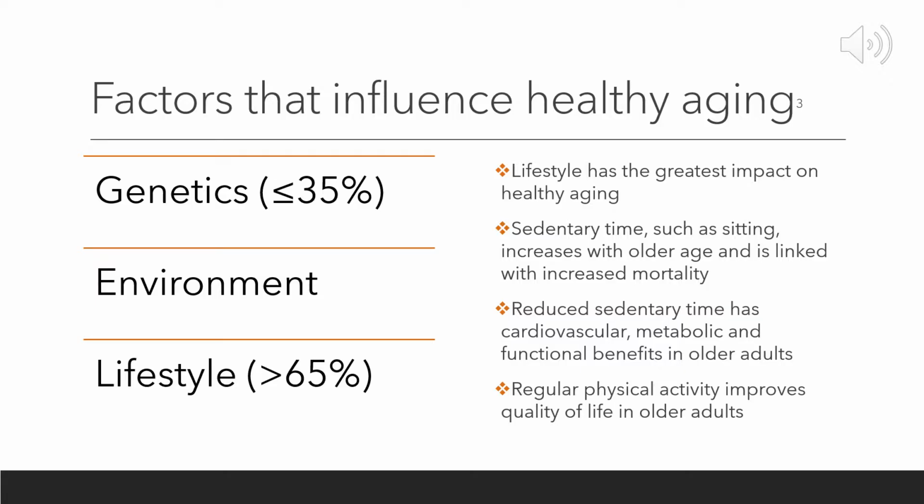Researchers have studied several factors that may influence how older adults are aging, including genetics, environment, and lifestyle. As we can see from this illustration, lifestyle is believed to have the greatest impact on aging. Sedentary time, such as sitting, increases with older age and is linked with increased mortality. Reduced sedentary time has cardiovascular, metabolic, and functional benefits for older adults. Scientific evidence suggests that people who exercise regularly not only live longer, but they live better.